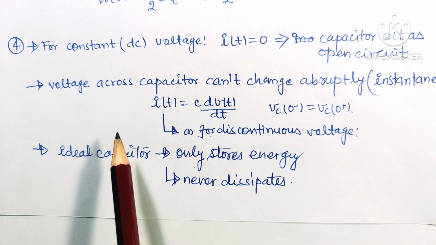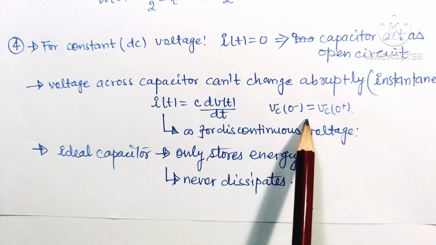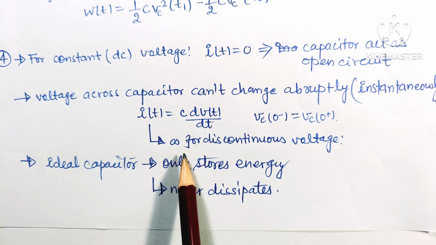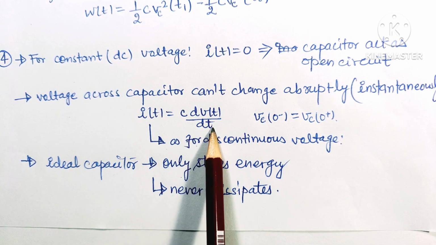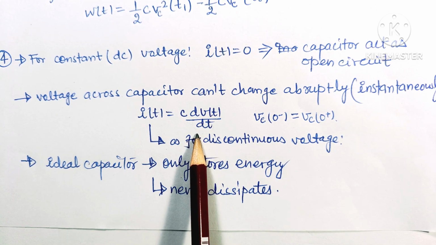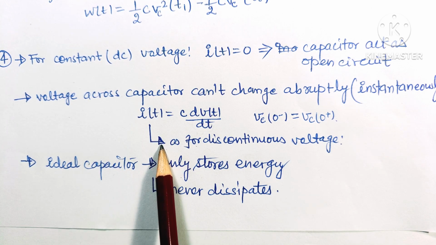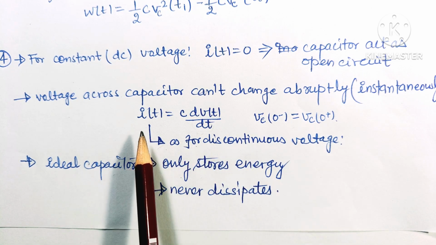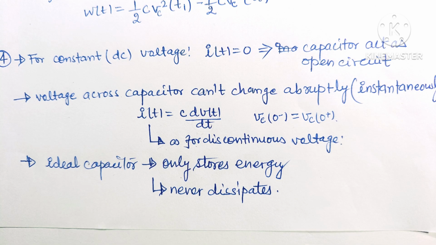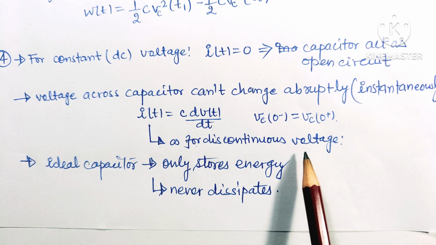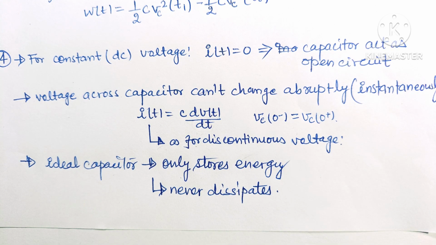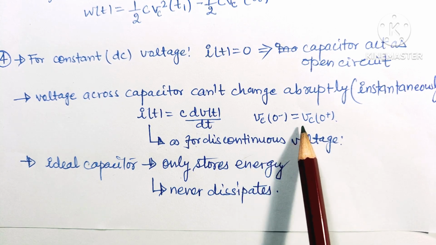Voltage across a capacitor cannot be changed abruptly, or we can say instantaneously, since for a discontinuous voltage this derivative will be infinity and the current will be infinite. So if there is a voltage connected in a circuit, there will be no abrupt change in the voltage of the capacitor. From this statement, we can see that if switching is happening in a circuit at t equal to 0 seconds, then the voltage just before switching will be equal to the voltage just after switching. That can be written mathematically as V_C(0 minus) equal to V_C(0 plus).